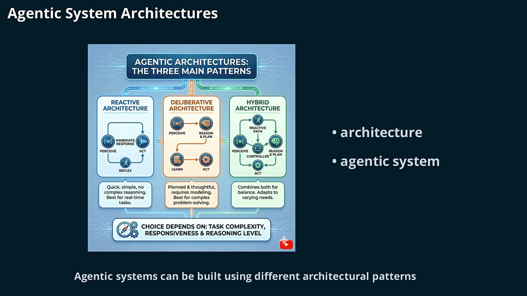Agentic systems can be built using different architectural patterns. The three main types are deliberative, reactive, and hybrid architectures. Each pattern defines how the system perceives, reasons, learns, and acts upon its environment. The choice of architecture depends on the complexity of tasks, the need for real-time responsiveness, and the level of reasoning required.